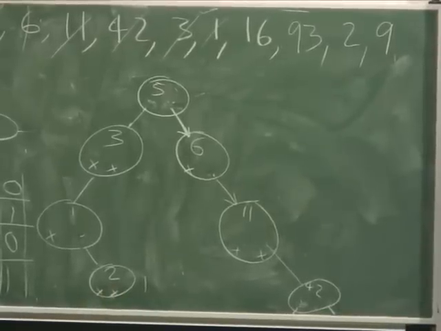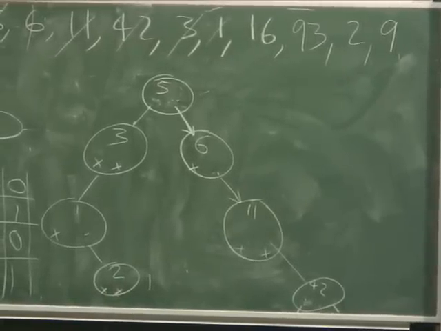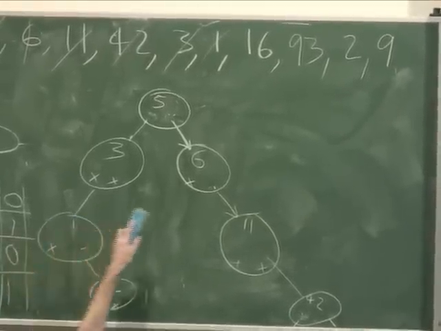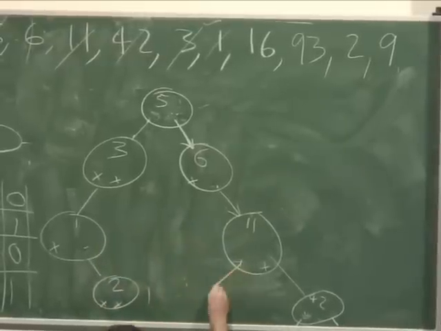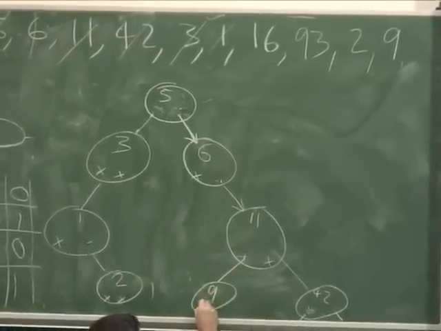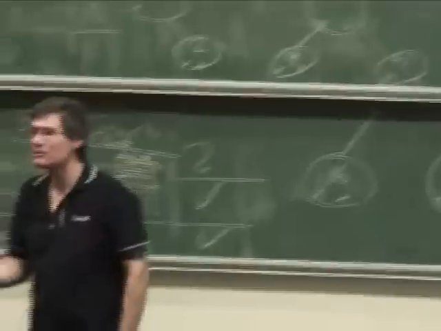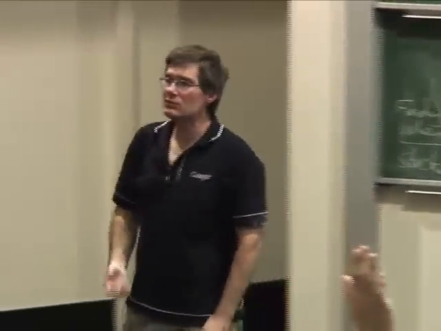And who have we got left now? 9. Where does 9 go? Hopefully that'll give us a bit of complexity. Bigger than 5, bigger than 6, but smaller than 11. Now, if you play this game of inserting things, and I encourage you to practice it yourself at home, you'll soon learn that there's precisely 1 spot to put every element when you come across it.